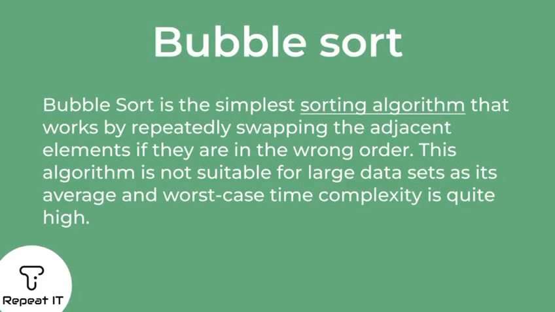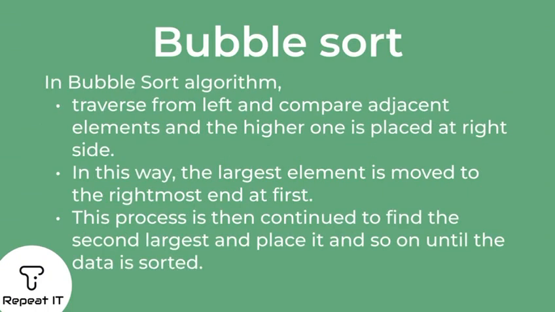Bubble sort is the simplest sorting algorithm that works by repeatedly swapping the adjacent elements if they are in the wrong order. This algorithm is not suitable for large datasets as its average and worst case time complexity is quite high. There are three actions in bubble sort algorithm.